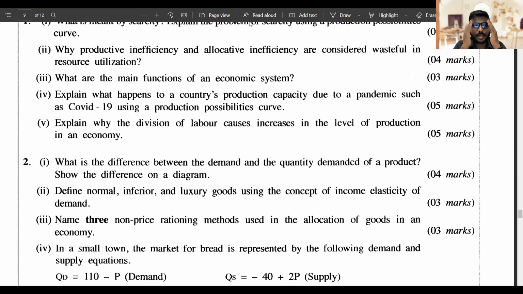So next question. Explain why the division of labor causes an increase in the level of production in an economy. So here, first of all, you need to know what is this division of labor. Anyone who knows what it is?